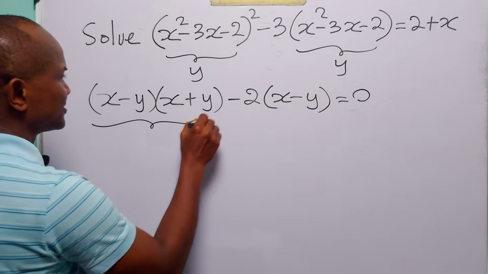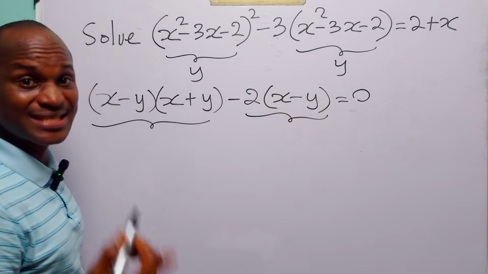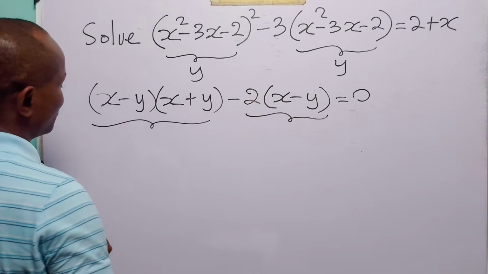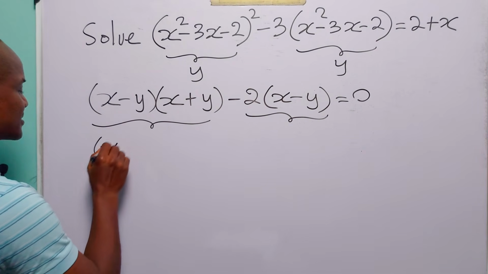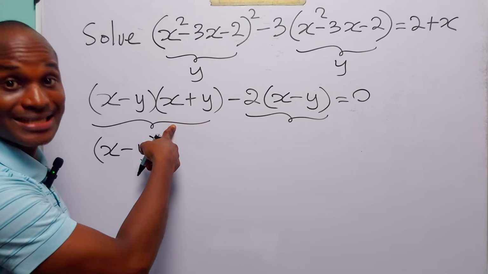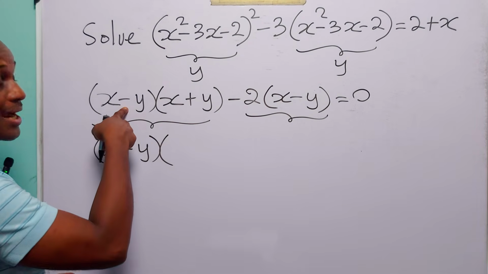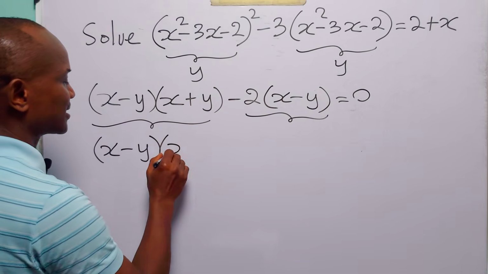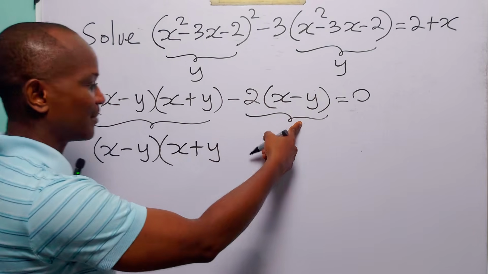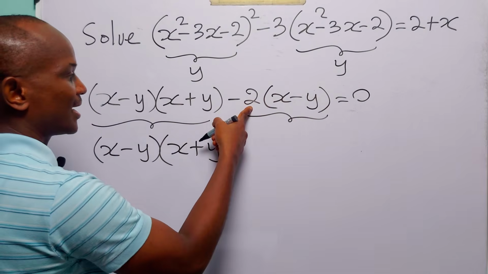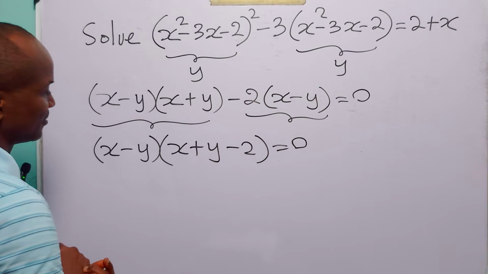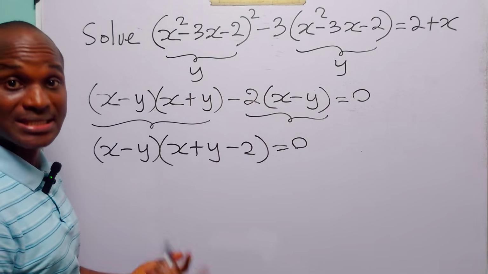Now, when you look at these two terms, you'll also see a common factor, which is x minus y. So we can further factorize. We have x minus y into, when you divide this term by x minus y, you are left with x plus y. And when you divide this term by x minus y, you are left with minus 2. And of course, this is equal to 0. Now, our factorization is complete.